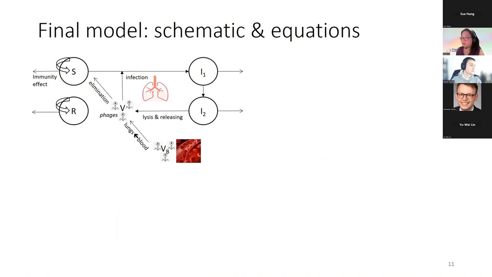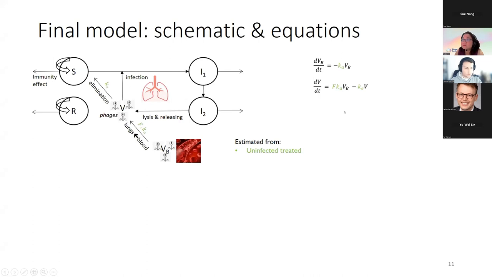So here is a brief schematic of the model that we built. We have susceptible bacteria that, after infection by the phage, go to an infected state, which more or less corresponds to the latency time of the phage before the burst and release of new phages and the lysis, of course, of the bacteria. In parallel, we also accounted for refractory or resistant bacteria to the phage.